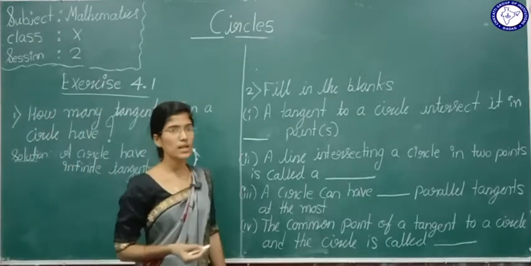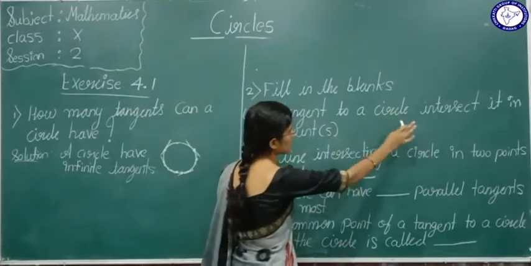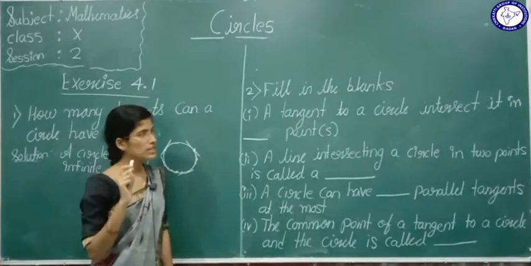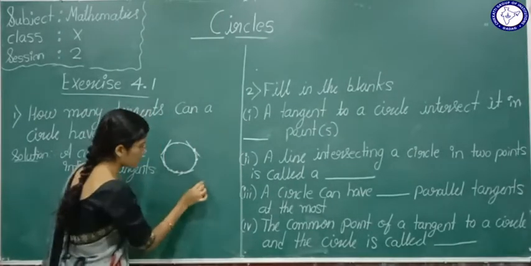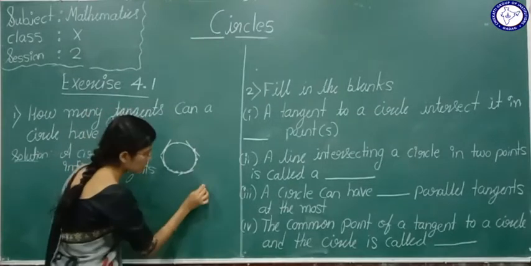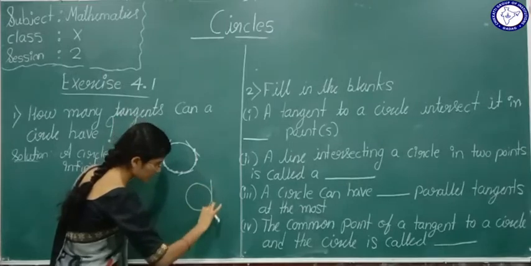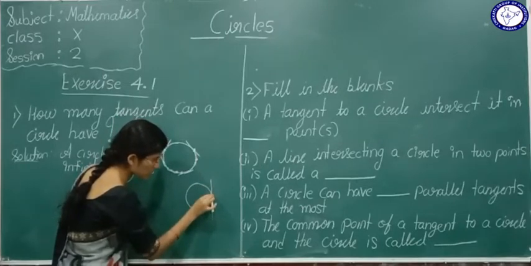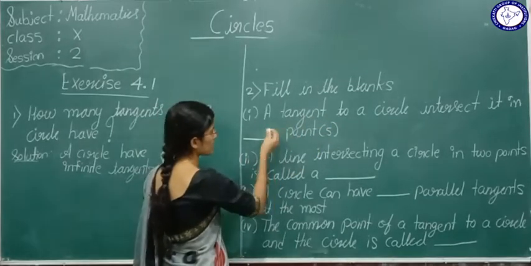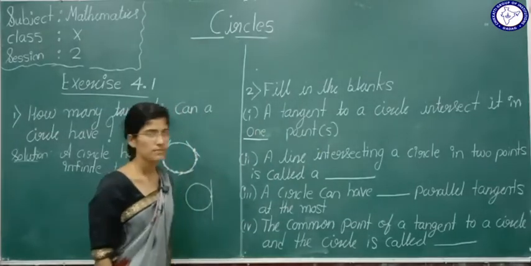Now see the second one, filling the blanks. A tangent to a circle intersects it in dash point. So what is the answer for this? This is a circle, and this line is a tangent. This line touches at only one point, no? Then what is the answer? A tangent to a circle intersects it in one point.